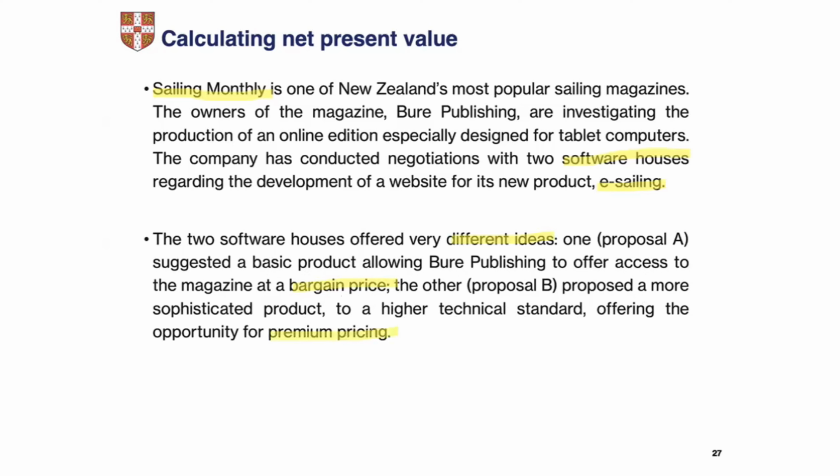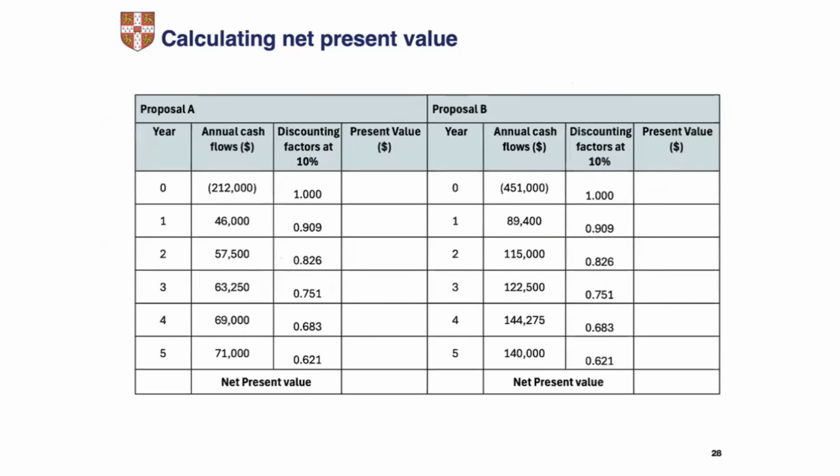All right, let's look at the cash flows from the two options. So this is proposal A from one software company. This is proposal B from another software company. How much would it cost? What is the investment that would be required? Proposal A says the investment is $212,000. And proposal B said to cost you guys $451,000.